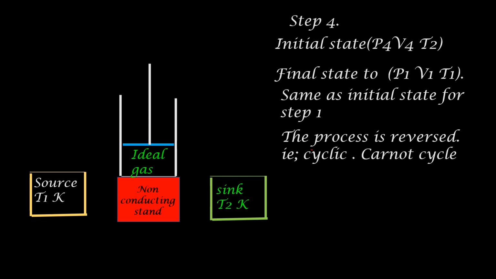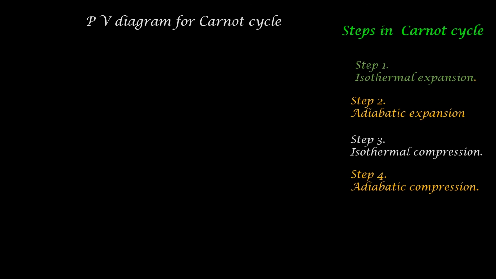So this is a cyclic process. All these 4 steps together constitute the Carnot cycle. During the last step, adiabatic compression work takes place. Let us see the PV diagram for Carnot cycle. But before that, we will see the steps in Carnot cycle. Step 1, isothermal expansion. Step 2, adiabatic expansion. Step 3, isothermal compression. Step 4, adiabatic compression. The PV diagram for Carnot cycle should include the graphical representation for all these steps.